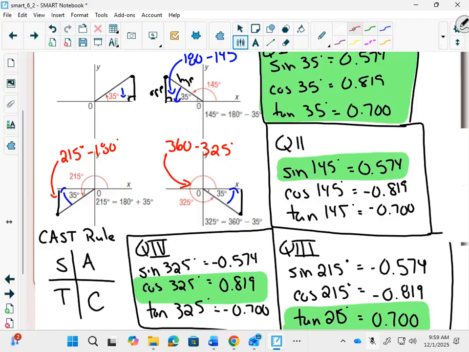What do you think, Connor? Guessing C is cosine. C is cosine, good. S is sine. T is tangent. A is anything. All. Ooh. I think all.